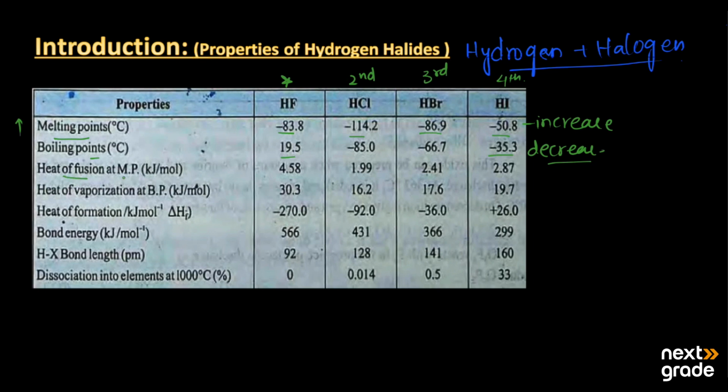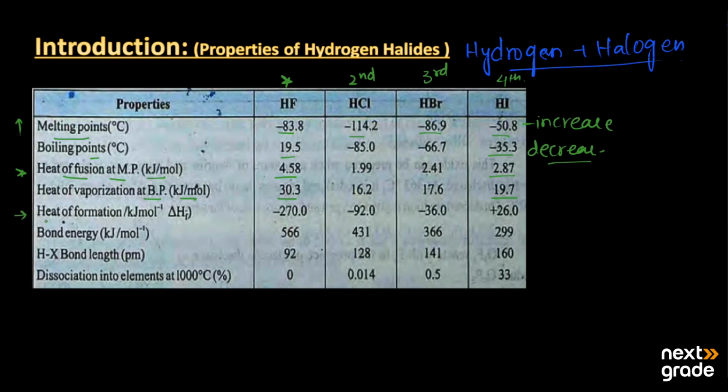There is a heat of fusion at the melting point, in kilojoules per mole, 4.58 to 2.87. There is also a decrease in heat of fusion. Then we have heat of vaporization, which happens at the boiling point, in kilojoules per mole. The heat of vaporization for HF is 30.3 and that of hydrogen iodide is 19.7 kilojoules per mole.